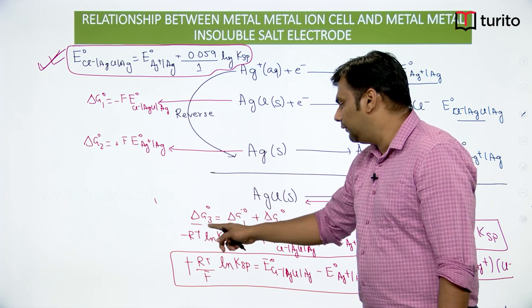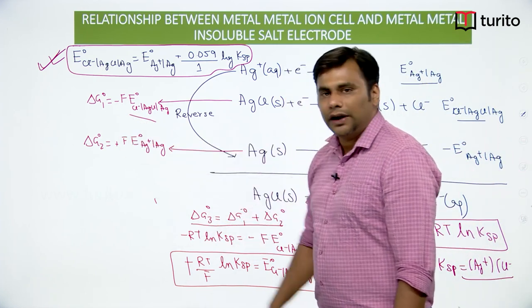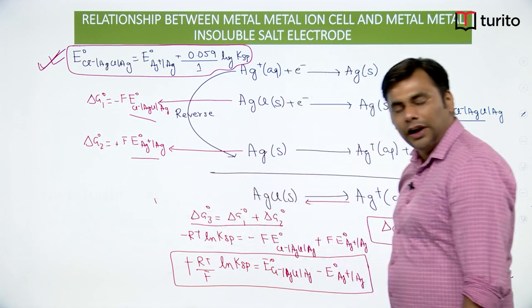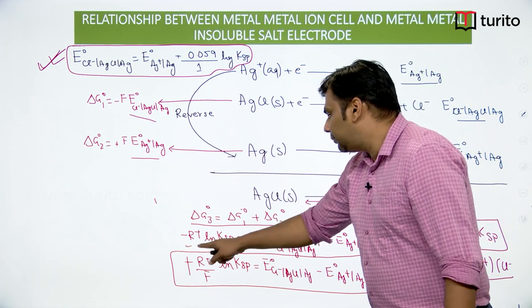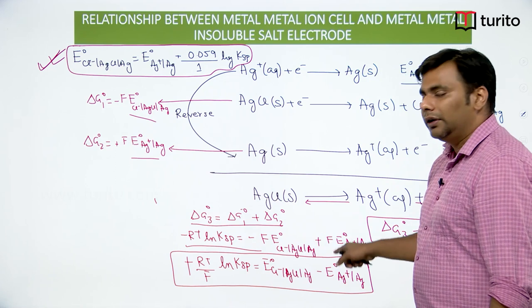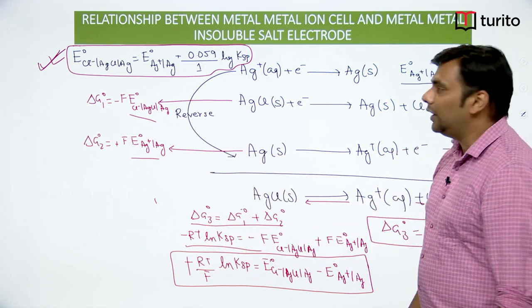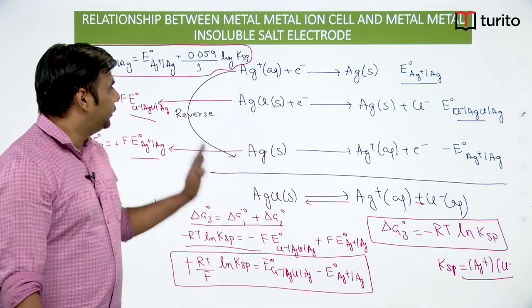Okay. So, delta G naught 3 will be equal to delta G naught 1 plus delta G naught 2. So, delta G naught 1 we have just calculated, delta G naught 2 we have just calculated as minus n into E naught into F. So, we will get the relationship between the different EMFs. Okay. So, this you should remember directly. Okay. Hope this is clear to you.